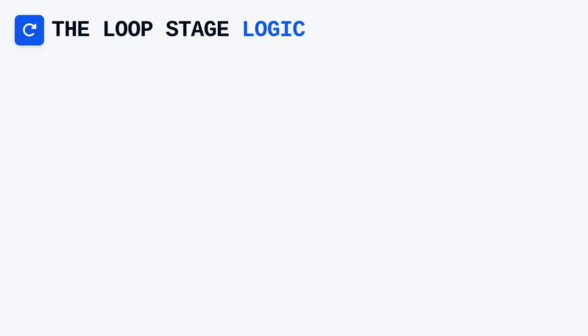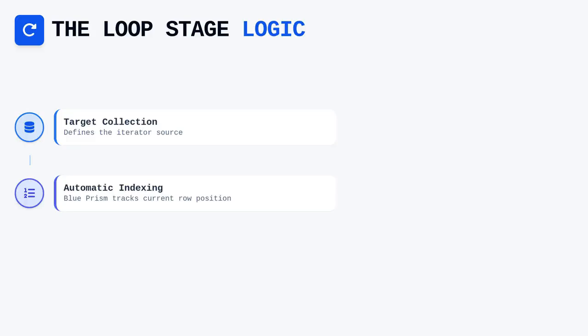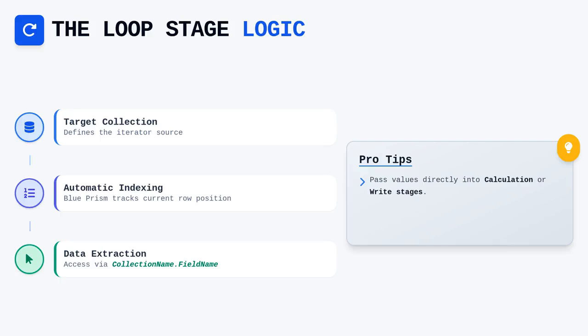The heart of our data processing logic almost always involves the loop stage, which iterates through every record currently held within a target collection. When you configure a loop, you define the collection that serves as the iterator, and Blue Prism automatically tracks the current index for you. To access the values within the current row, you utilize dot notation, which follows the pattern of collection name.field name. This simple syntax provides a direct window into the data properties, allowing you to pass values from the collection into downstream calculation or write stages. If you find yourself performing complex logic inside a loop, keep in mind that the current row remains fixed until the loop exits or iterates to the next record.